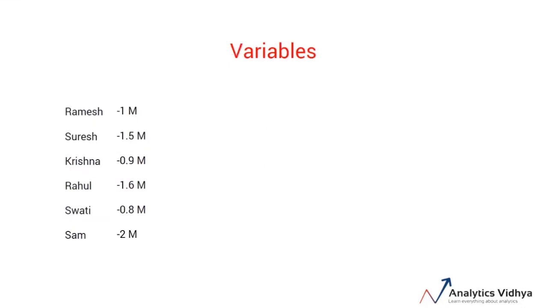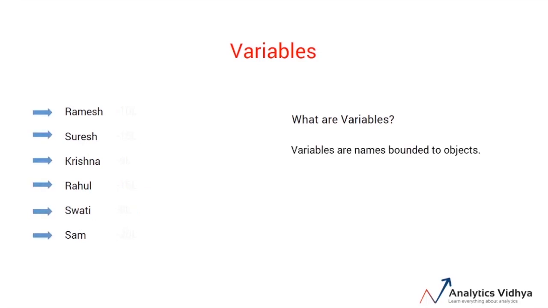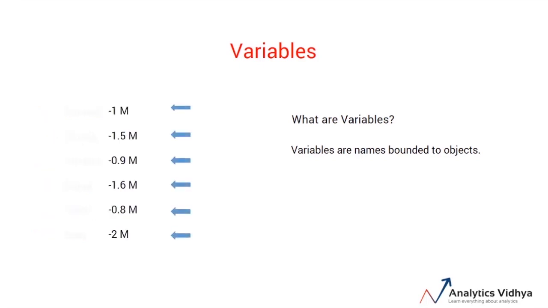You may or may not have realized that you made use of names, or variables, to make a problem easier. So what are variables? Simply described, variables are names bound to objects. Here, these arrows represent the variables, and these are the constant values, or the objects.